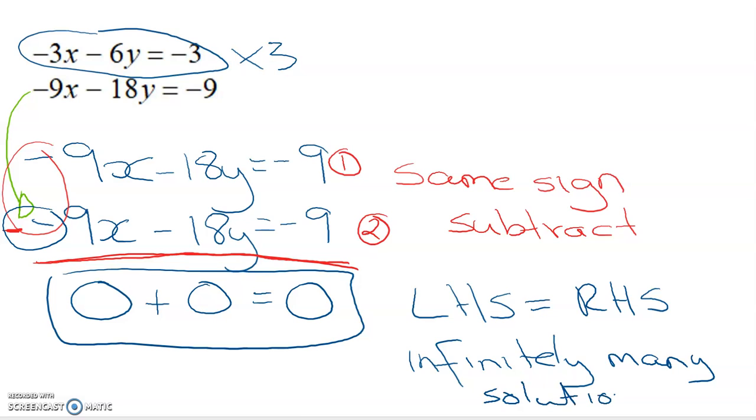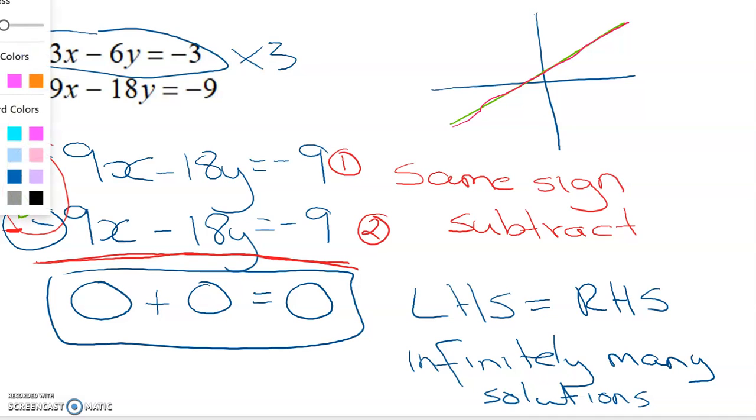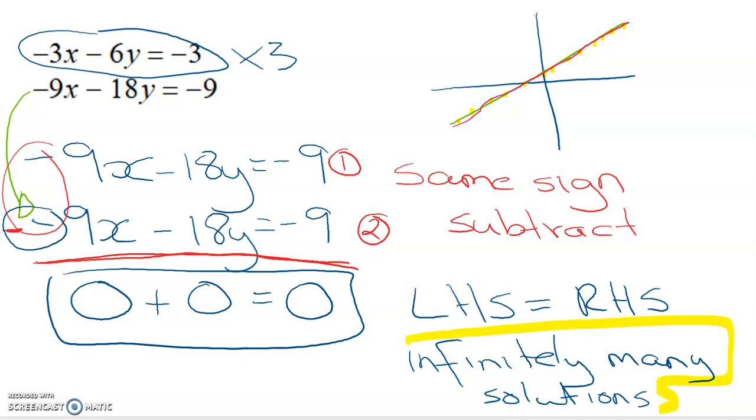If we were to graph this on a coordinate plane, the first equation would be one line. Let me do that in a different color for you. So that would be the line, and then the second equation would just be the same line over the top. So they're exactly the same line, which means at every single point on that line, it's considered an intersection. Therefore, it's a solution. So we have infinitely many solutions.